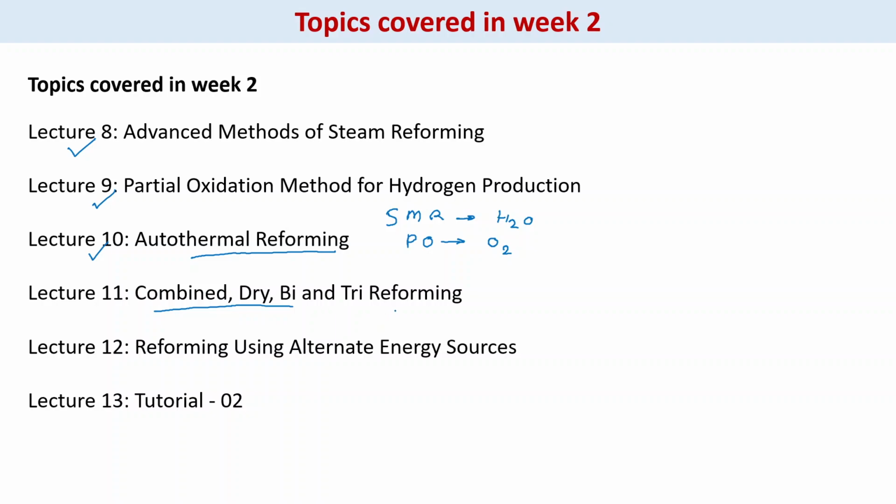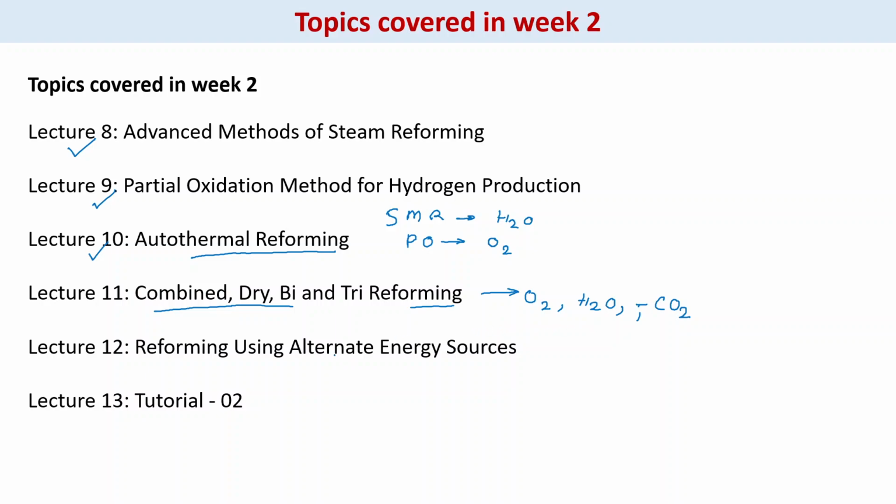Next, in combined dry and bi reforming, there is more than one oxidant. What is the oxidant used for the bi and tri reforming? Here also oxygen and water vapor, and sometimes carbon dioxide. Carbon dioxide is also used for producing hydrogen, in the tri reforming case.